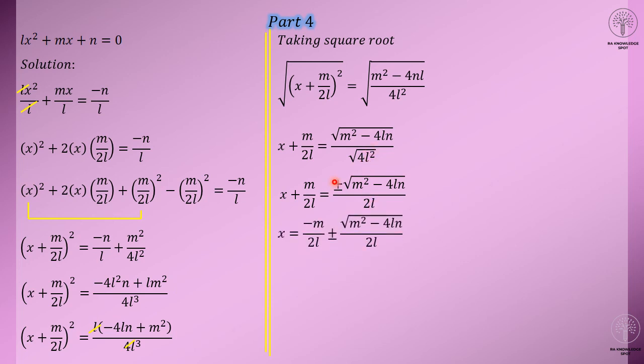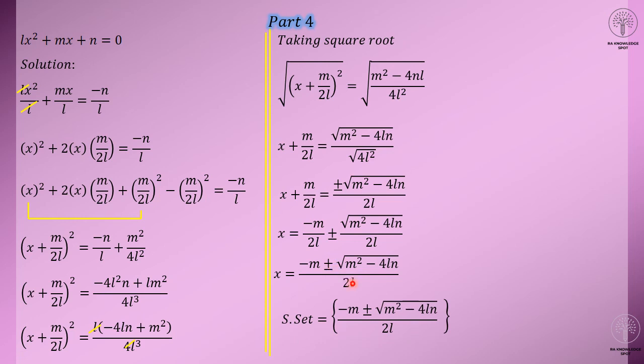Now this is positive on this side. When you take it to the other side, this will be negative. Once again, luckily, the denominators are the same. It means you simply have to write 2l because they are the same, and then these two terms as it is. Okay. Now this is the solution set.